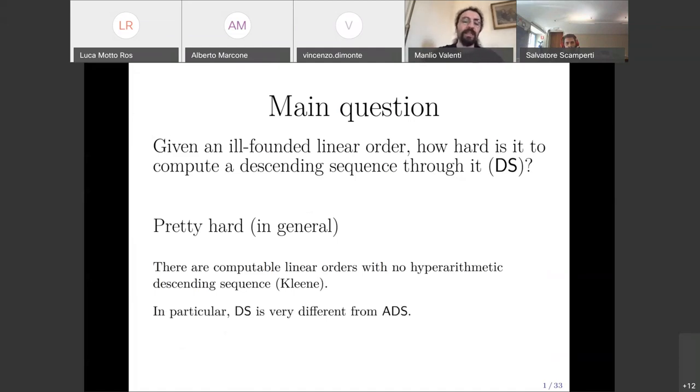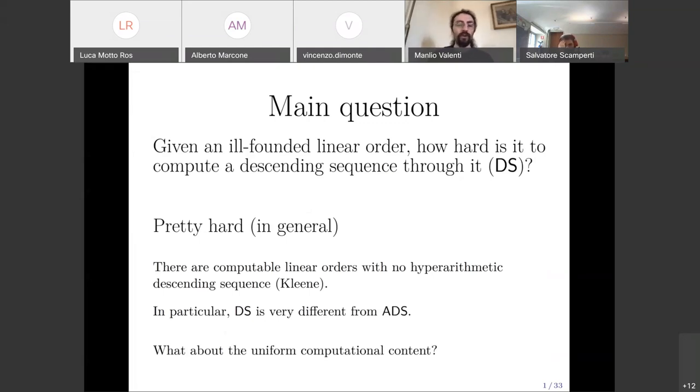And this already sets a difference between the problem DS of computing a descending sequence and a natural comparison, the problem ADS, which stands for ascending or descending sequence, which is the problem: given an infinite linear order, either compute an ascending sequence or a descending sequence. It's known that ADS is fairly simple in comparison, it's an arithmetic problem, and so there's no hope for these two problems to be equivalent, not even computably equivalent.